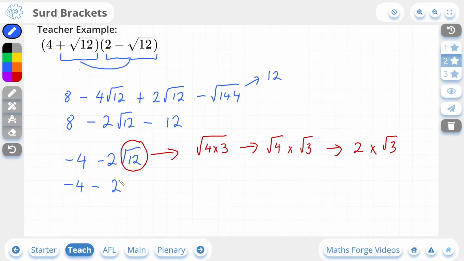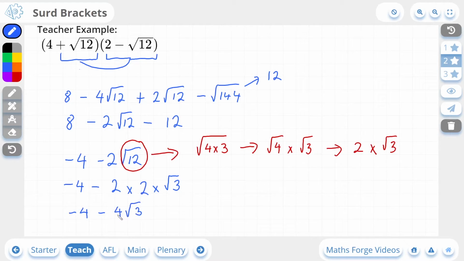And since we have negative 4 minus 2 multiplied onto root 12, so of course, if the number is just next to the square root, they're multiplying. And since we've discovered that this root 12 can be broken down into 2 times root 3, we end up with the following: minus 4 minus 2 times root 3. And if we simplify further, we have minus 4, 2 times root 3 is minus 4 root 3.